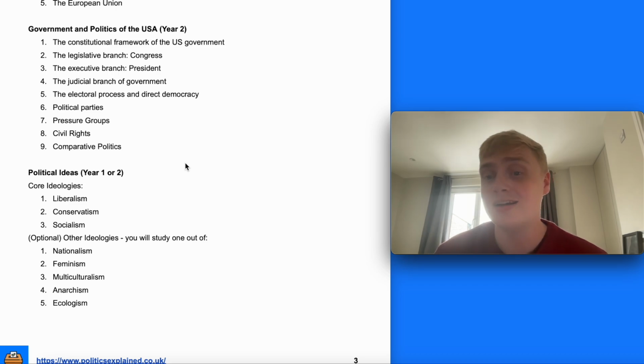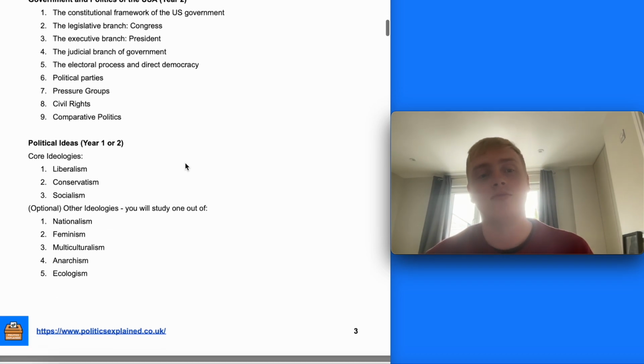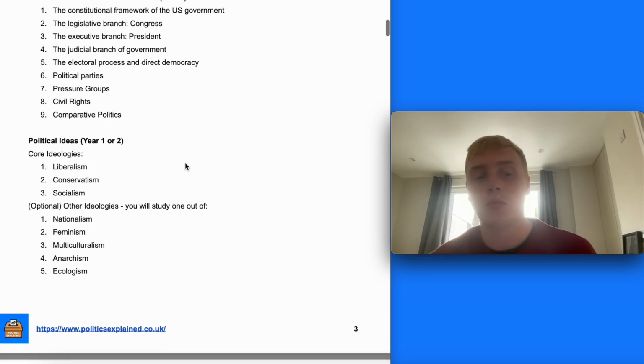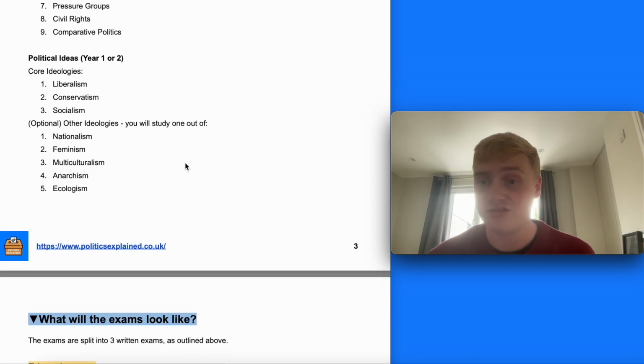And then finally, political ideas is the third paper here. So it's just slightly differently divided. You have core ideologies, exactly the same as Edexcel, and optional ideologies. So you study one of nationalism, feminism, multiculturalism, anarchism, and ecologism.